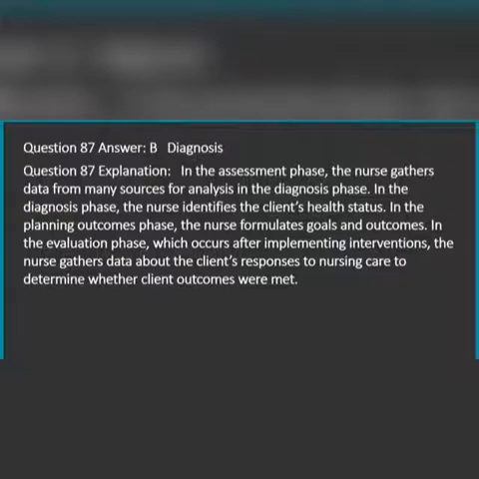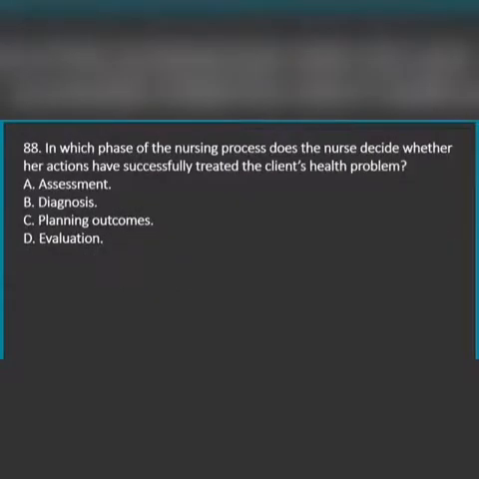Question 87 Explanation: In the assessment phase, the nurse gathers data from many sources for analysis in the diagnosis phase. In the diagnosis phase, the nurse identifies the client's health status. In the planning outcomes phase, the nurse formulates goals and outcomes. In the evaluation phase, which occurs after implementing interventions, the nurse gathers data about the client's responses to nursing care to determine whether client outcomes were met. Question 88.